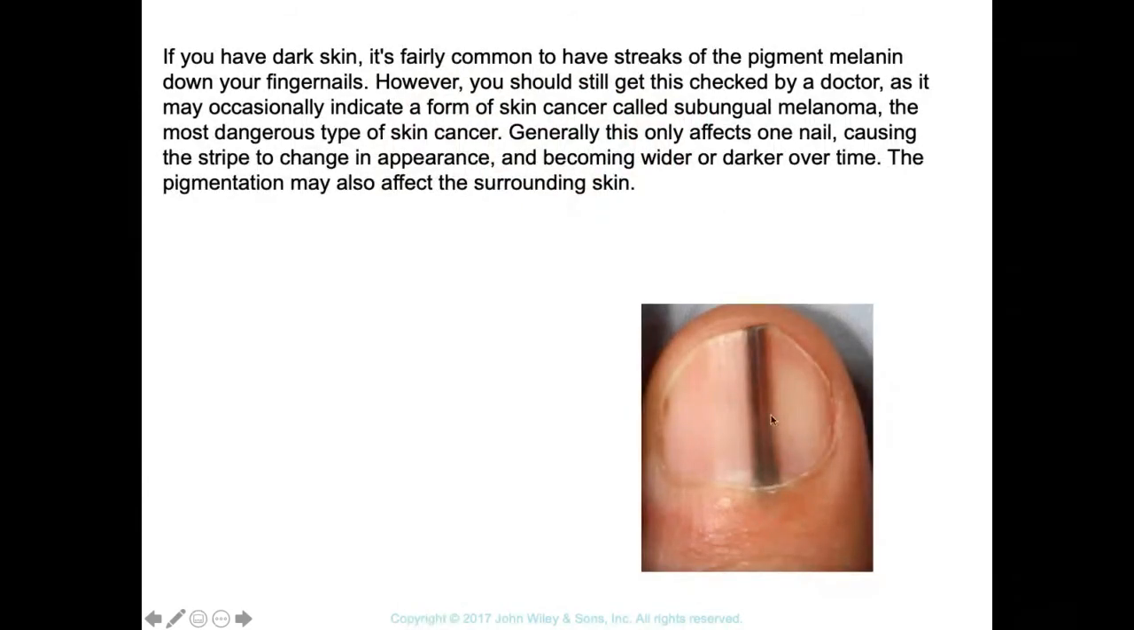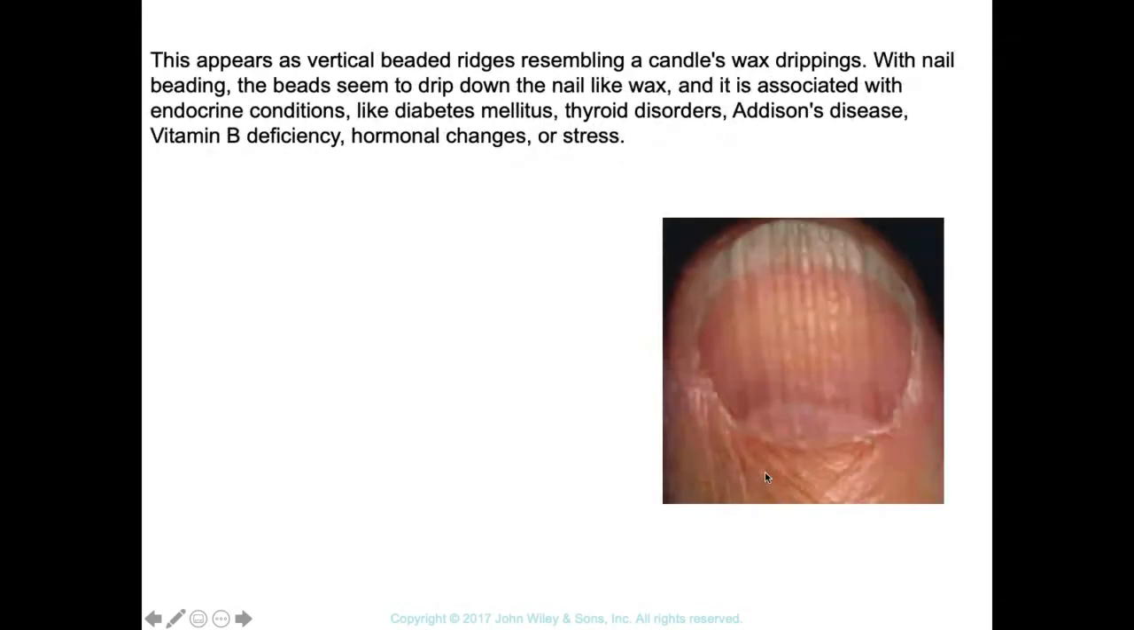When you have this black streak, this is seen with a type of skin cancer. It's called a melanoma. So this is one of the indications. It's called a subungual melanoma. It's associated with skin cancer. Now you see these vertical ridges. Looks like candle wax that's dripping. This is associated with diabetes, some thyroid disorders, endocrine disorder called Addison's disease, which is a cortisol imbalance. Sometimes it's seen with stress and even B vitamin deficiency.